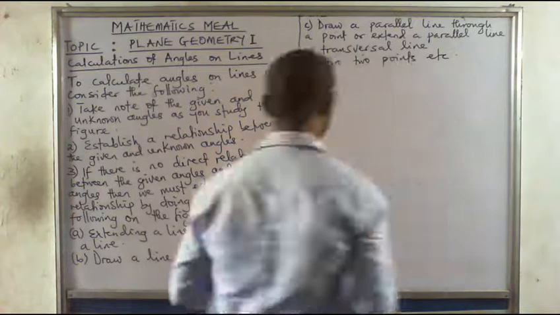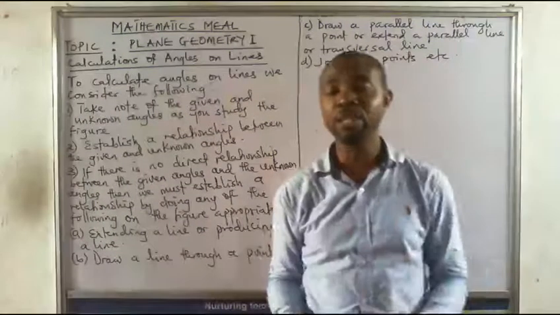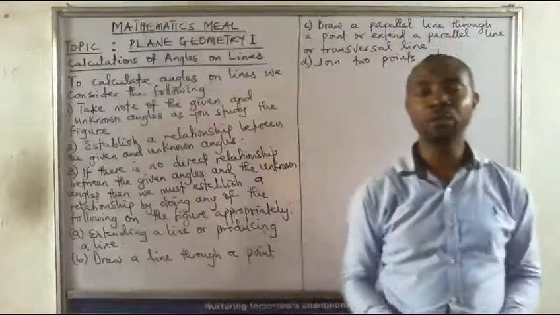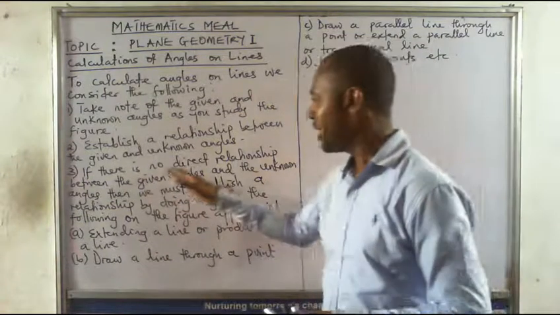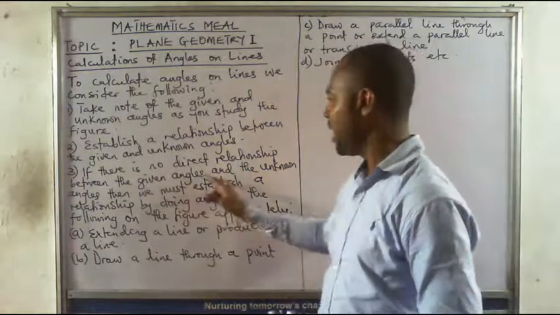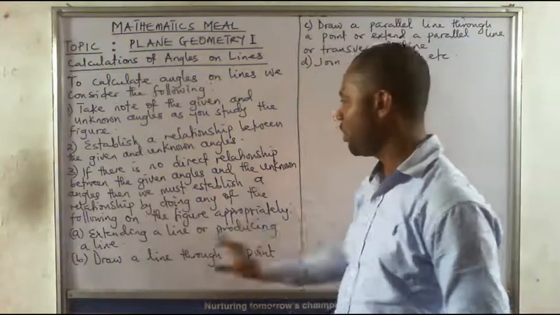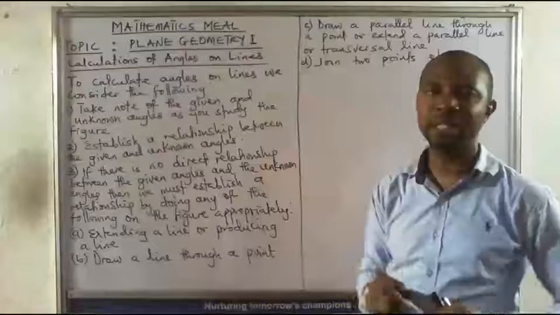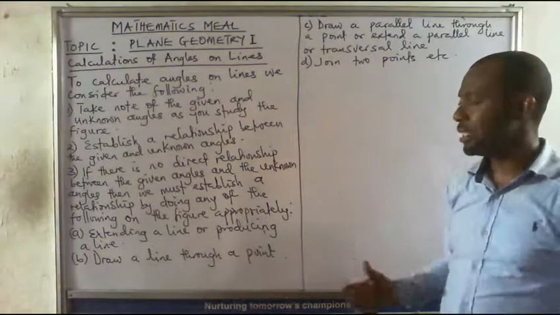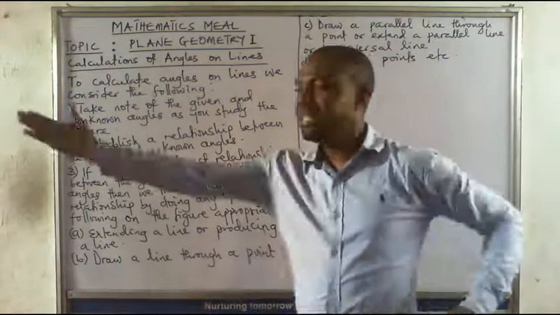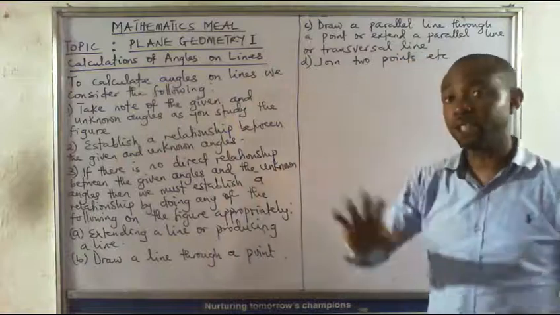So, when you check, remember we said that you must establish a relationship between the given angle and the unknown angle. But in a situation where there is no direct relationship, then we must establish a relationship by doing any of the following on the figure appropriately. You must look for the one that will be suitable for the figure given to you. There may be need for us to extend a line.